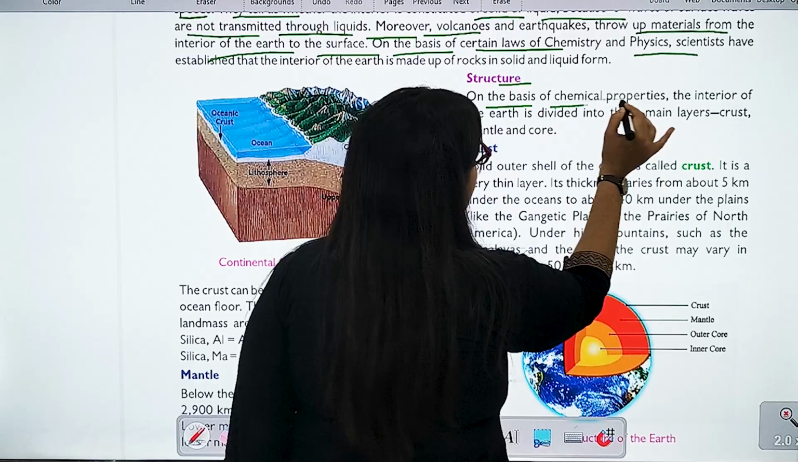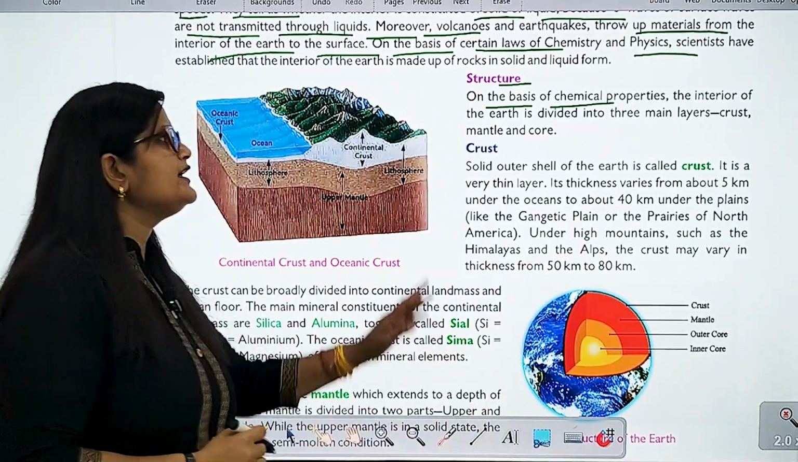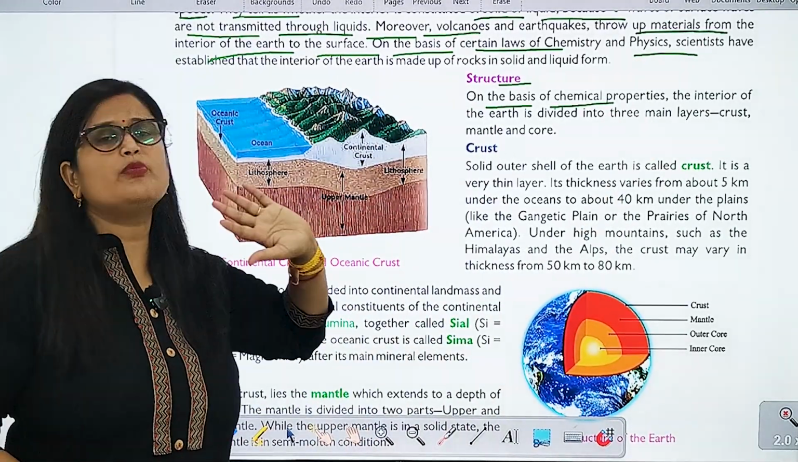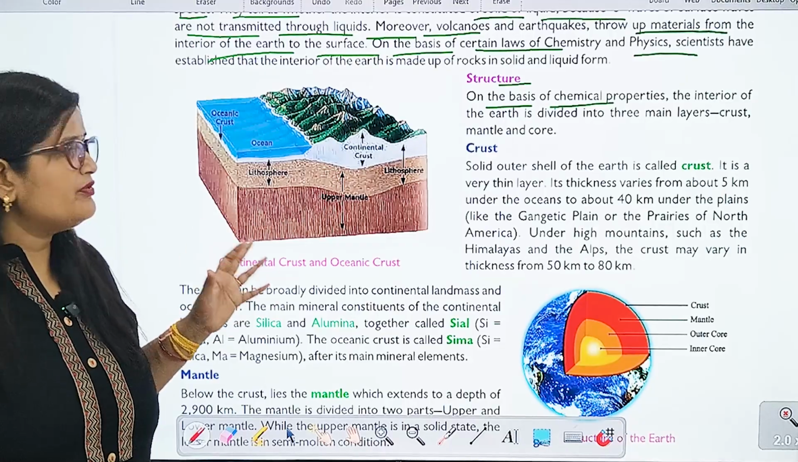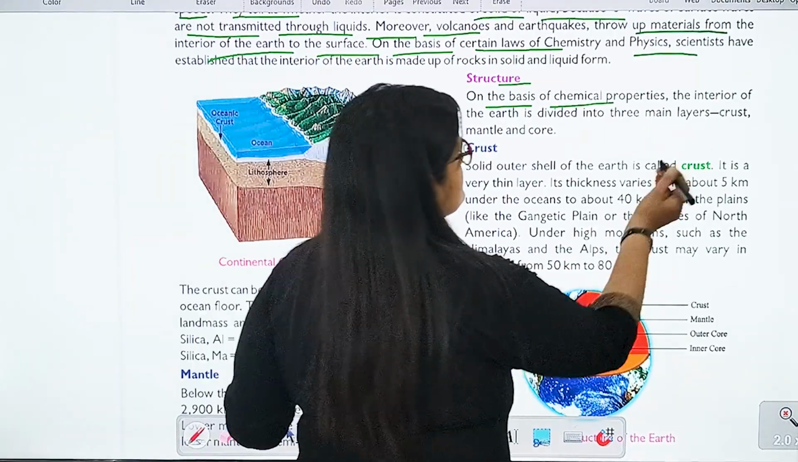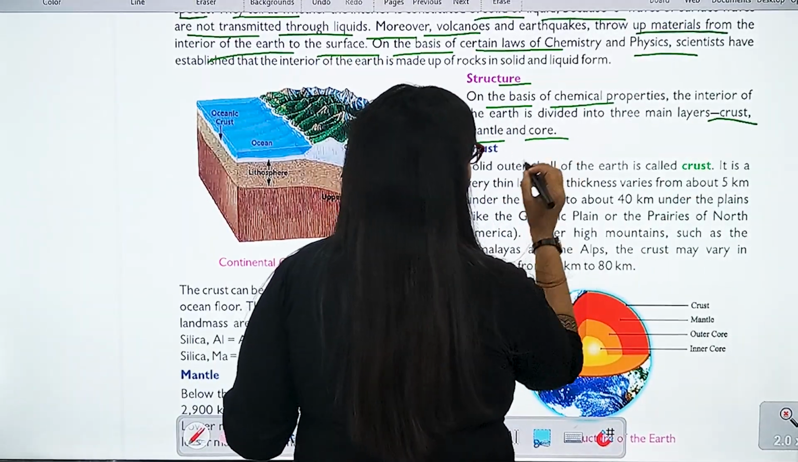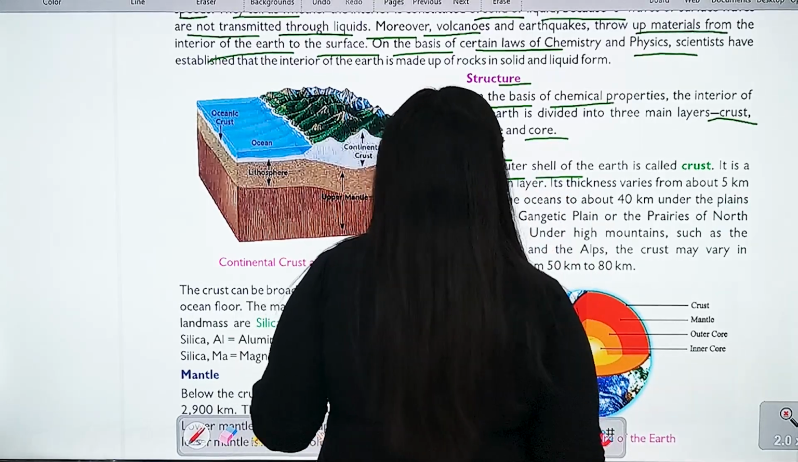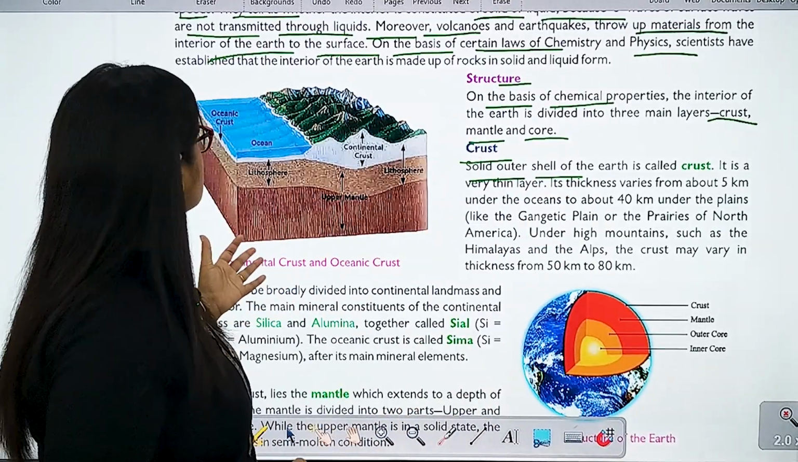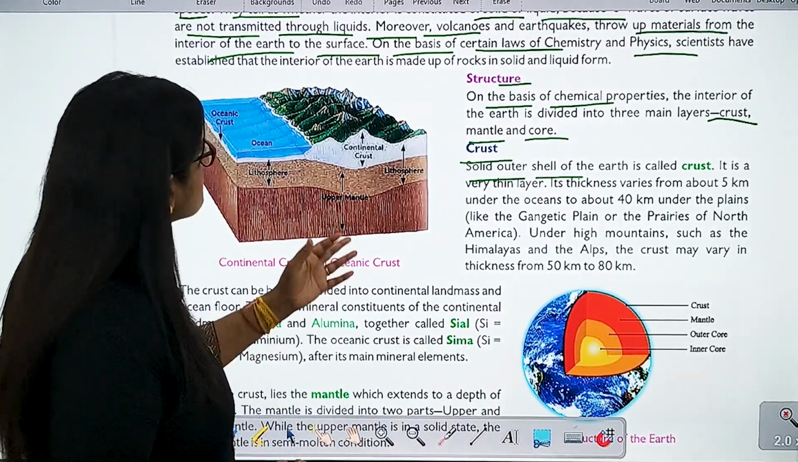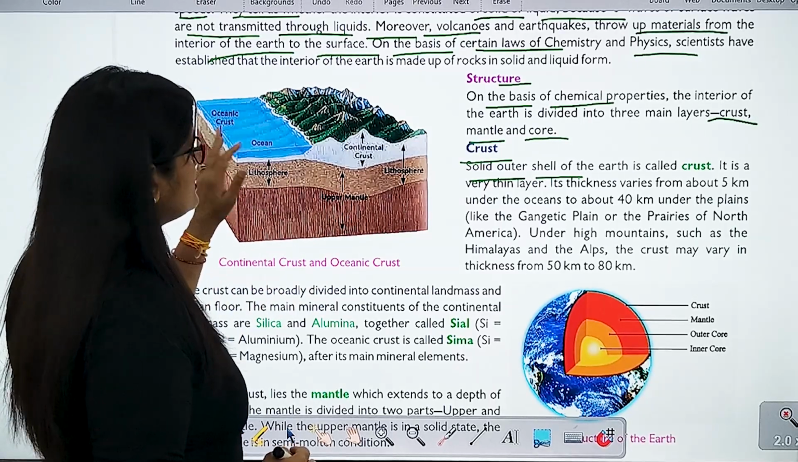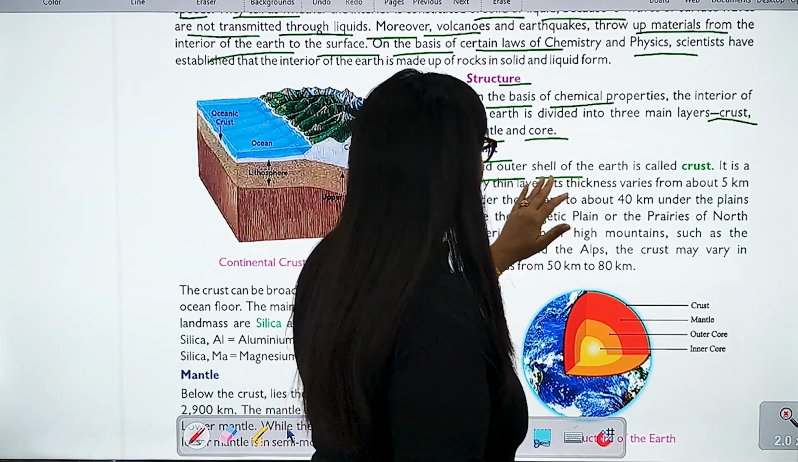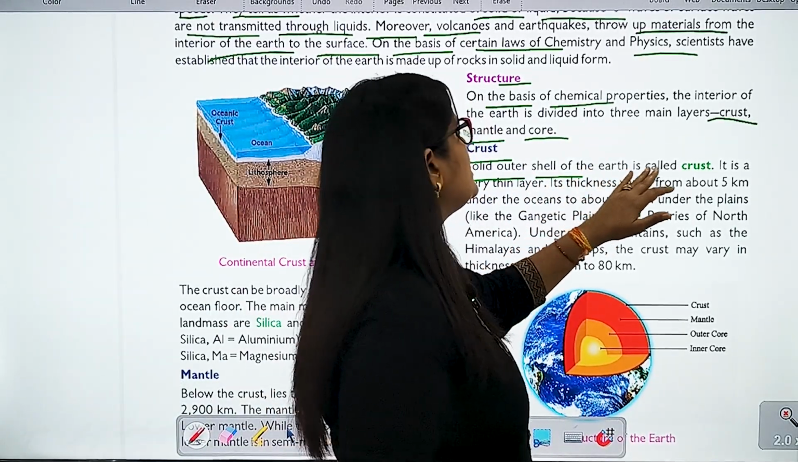Structure: on the basis of chemical properties, the interior of the earth is divided into 3 main layers, 3 परतों में विभाजित है. कौन कौन सी है? Crust, mantle and core. क्रस्ट क्या होता है? Solid outer. ठीक है, ये सॉलिड चीज है, ये जो सॉलिड आउटर शेल ऑफ द अर्थ है, इज कॉल्ड क्रस्ट.